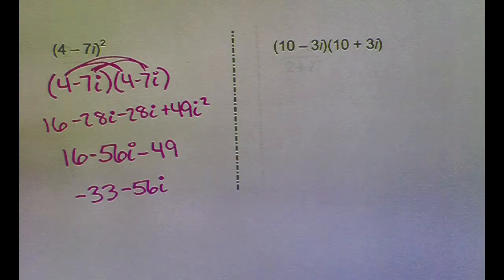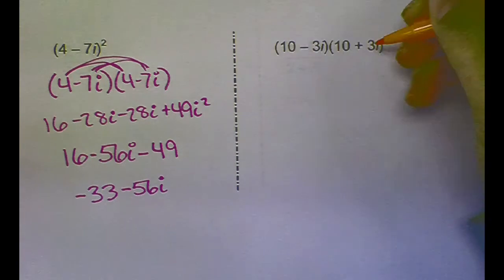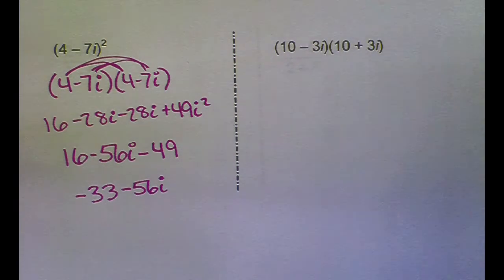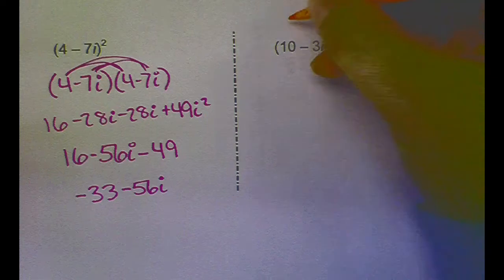And then for 10 minus 3i times 10 plus 3i, notice that these are the complex conjugates. One's a plus, one's a minus, otherwise they're exactly the same. Let's see what happens when we multiply them.